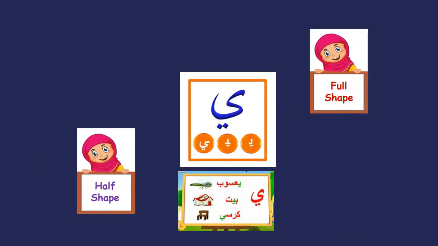Ya. This is the full shape of Ya, and these are its half shapes. Ya also has three proper half shapes. When it comes at the start of the word, it looks like this. In the middle, it looks like this. And at the end, it looks like this. And its sound is Ya. Sometimes it is also pronounced as Yai.